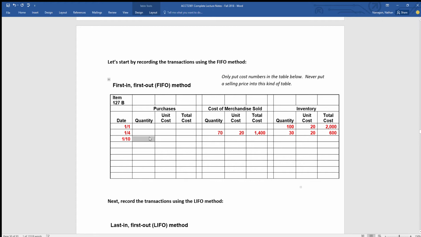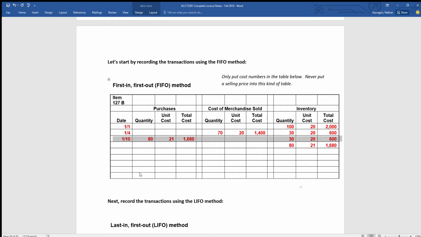Since this is a purchase, we put under purchase the 80 units at their cost of $21. They are not the same cost, 2 different costs. I have to keep them separated. So yes, I know there's no space in between, but you need to do this. If it helps you out, put a space in between.